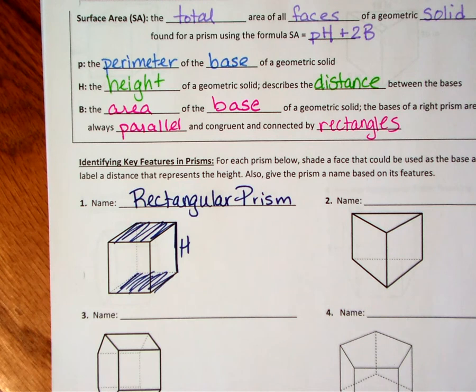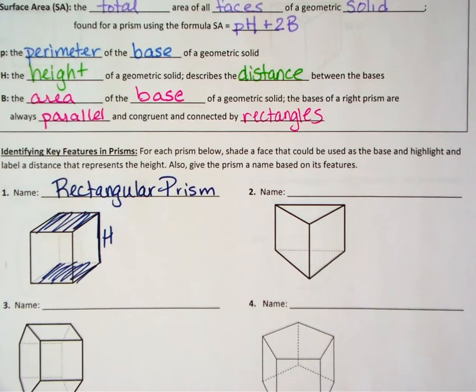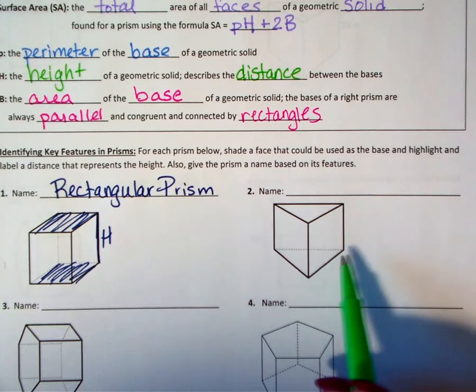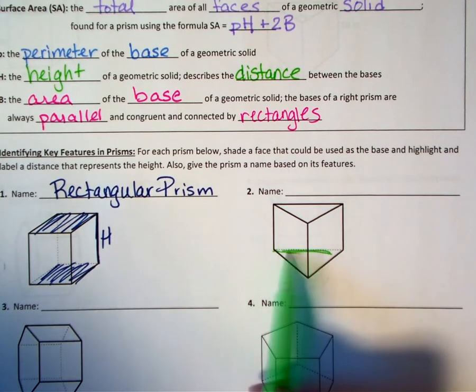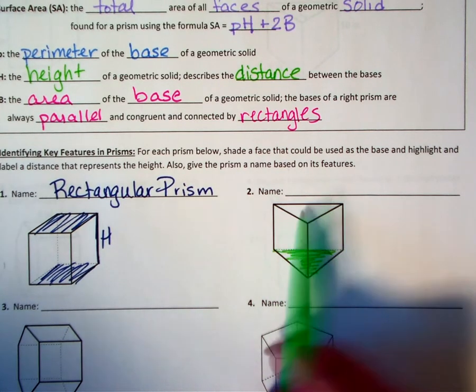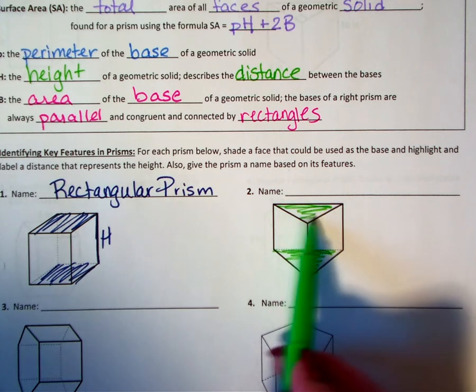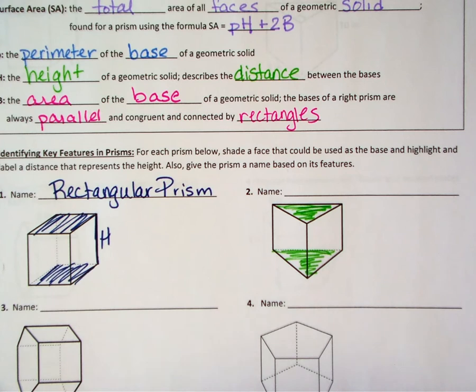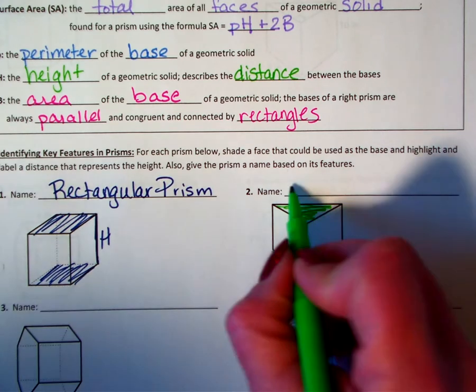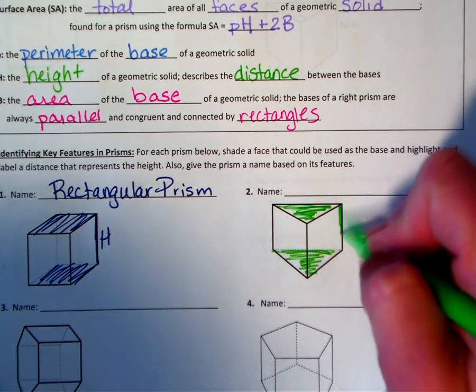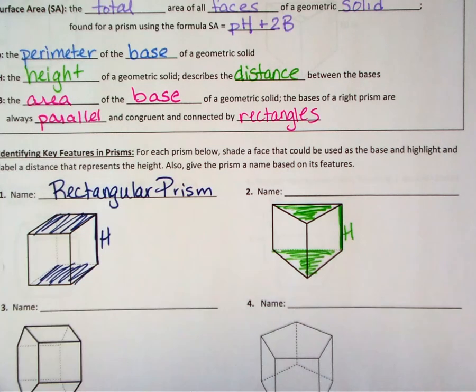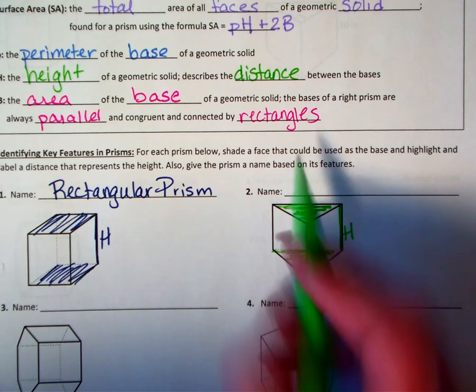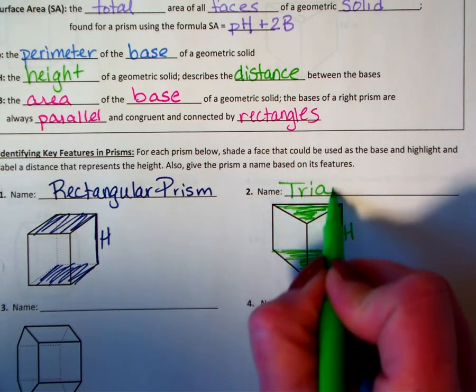All right, and the next one, if you think you know what the bases are, go ahead and shade it. Okay, so just going to lightly shade in here. The bases are my two here. Okay, because all the other sides, remember, are the rectangles. So then that means this would be my height. And we call this, based on the shape of the bases, a triangular prism.